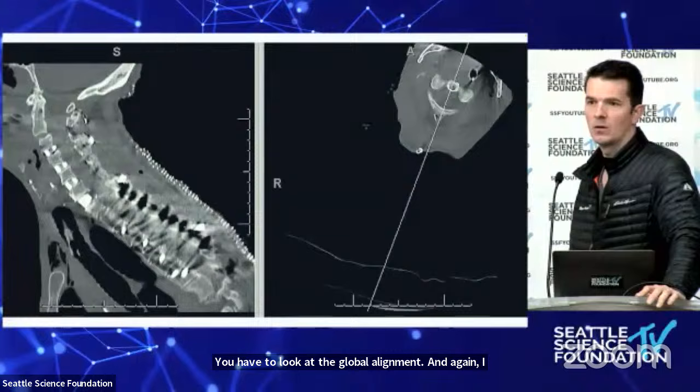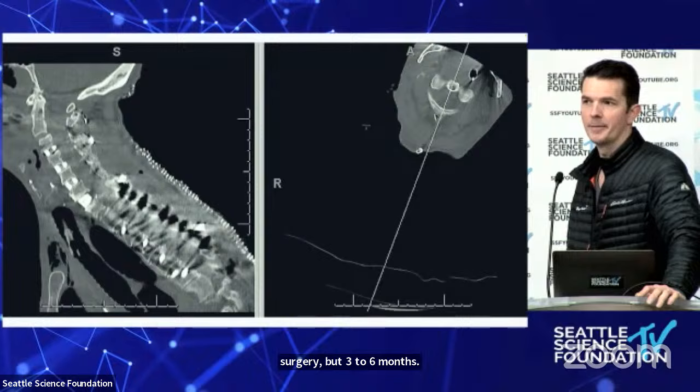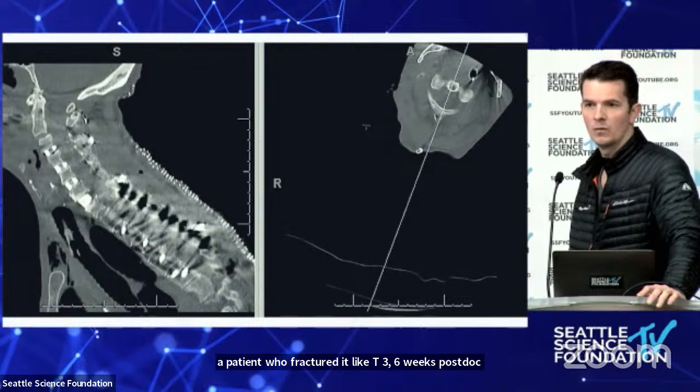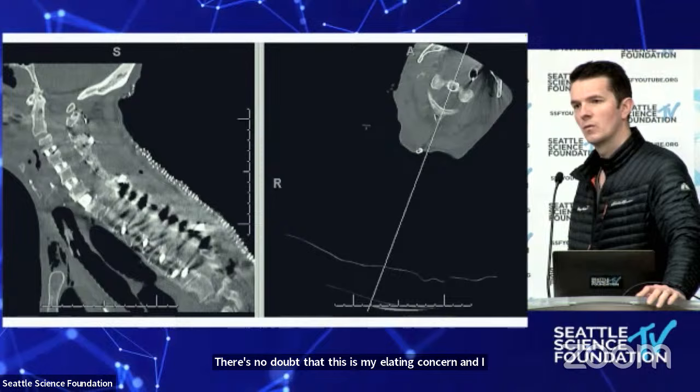Yeah, I've had some catastrophic failures with camptocormia. Even going from T4 to pelvis, I had a patient who fractured at T3 about 6 weeks post-op. There's no doubt that this is my leading concern, and I did not have a simple or good answer, and I was toying with how low to go.